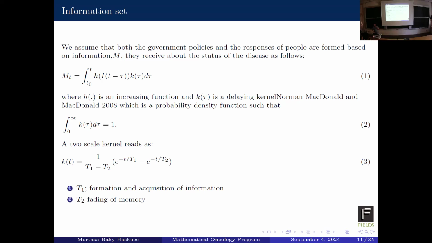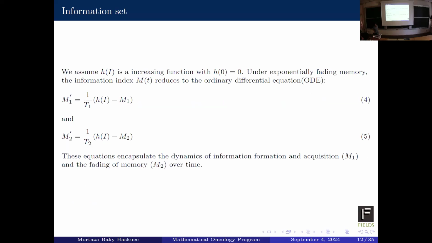Also, as you know, when people consider information, the recent information has a higher weight in their decisions. The old information weight in the decision will be much lower. This is why we assume that we have a two-scale kernel function. The T2 is for fading memory, which means that the importance of the information will decrease over time, and people use recent information in the decision. Based on that, we get this ODE, and we can integrate it into our system of equations.